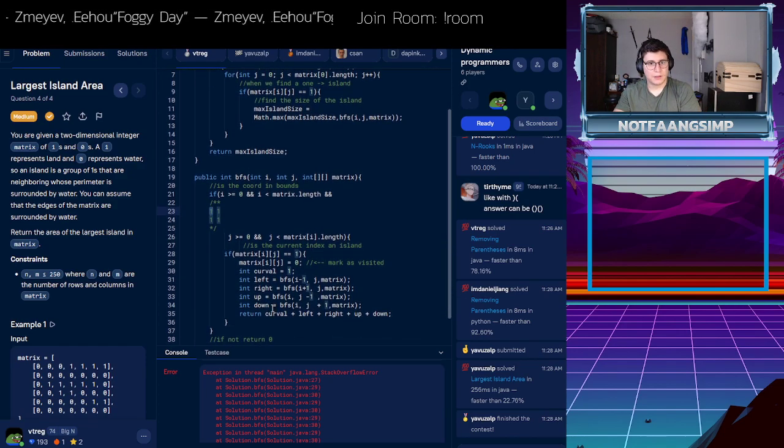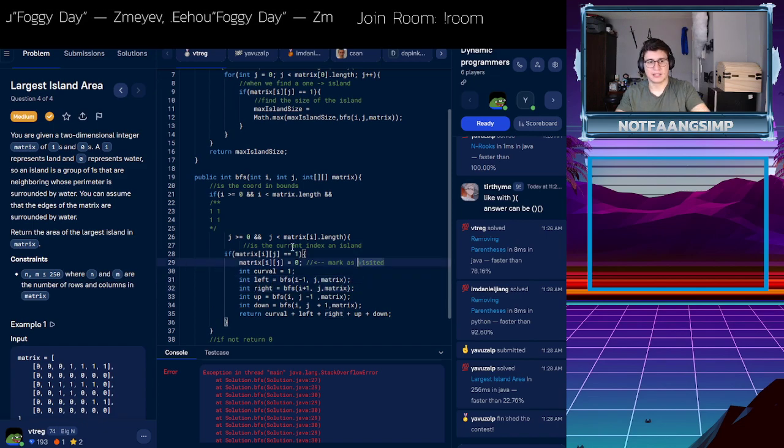From here, our curve value is equal to 1, and we traverse left, right, up, and down. Let's take a look at the right traversal. So from this one, we're going to traverse right by 1. And being here, we're like, hey, look, it's also a 1, so we can add 1. But the right traversal then goes and traverses back left.